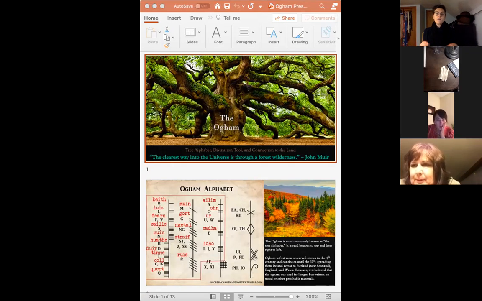So what we are delving into tonight is the Ogham. I found a lot of people say Ogham, even with strong British accents, but in Irish, it is actually pronounced differently. So the Ogham we're going to get into is a tree alphabet. It's a divination tool, and it's also a way of connecting to the land.